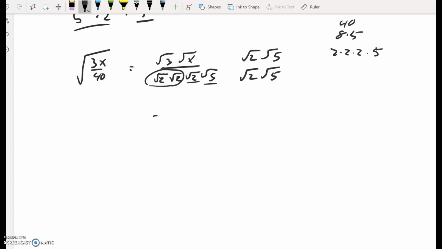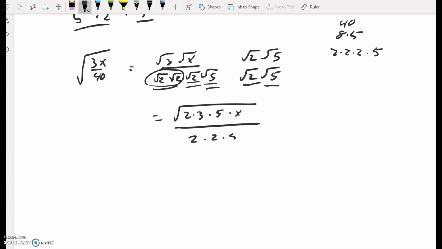So now what do we have on top? We have a 3 times a 2 times a 5 times an x, all in one leftover container. And on the bottom we got a 2 times a 2 times a 5. So here on the top we have a 30x inside the square root sign, and on the bottom we have a 20. Done.